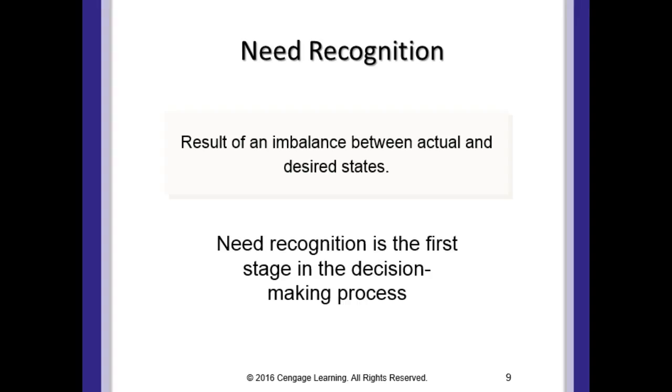Now, starting off with need recognition, it says here that it's a result of an imbalance between actual and desired states. If you realize that there is something that you need or something that you want, make sure you include the want here as well. Because a lot of the purchasing decisions that are made are based upon wants and not necessarily needs. You recognize that there is a need or a want. That is the first step of this whole process. Without that, nothing else can result.